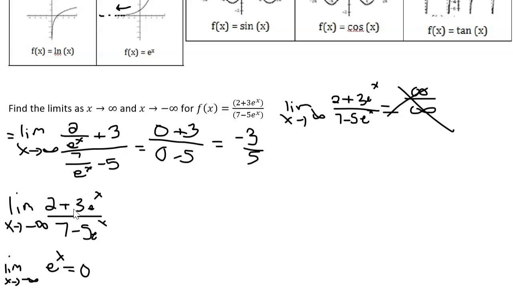which means, using our limit laws, the limit as x approaches negative infinity of 3 times e^x is also 0. That tells us that if we do the limit as x approaches negative infinity of 2 plus 3e^x, we're basically just going to get 2 plus 0. And in the denominator, we're going to get 7 minus 0 using that same logic. So over here, we can see that the function will approach the horizontal asymptote of 2/7 as x approaches negative infinity.